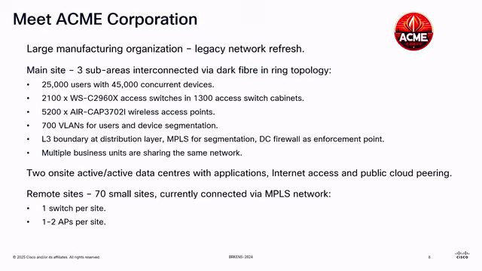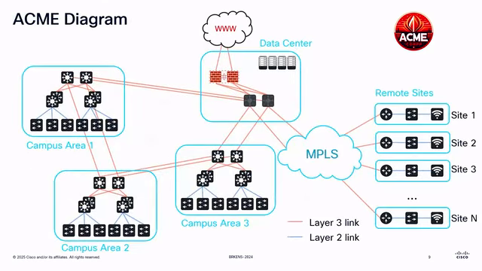Number of users, number of devices, 700 VLANs, and so on. A couple of DCs on site as well. And importantly, they also have the remote offices. Think of them as a retail office, single switch, couple of APs, nothing special, but they also need to be part of network refresh. To visualize it, we have the topology.